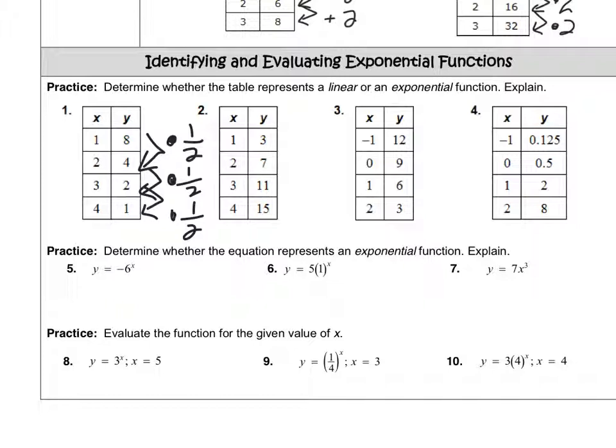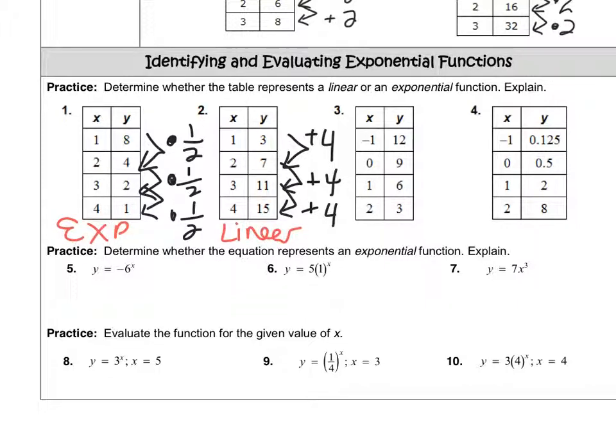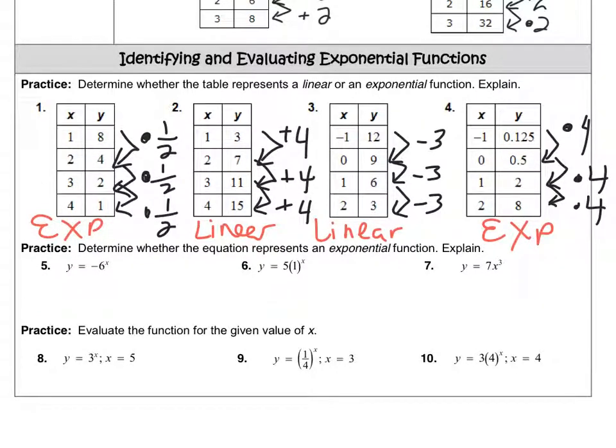Okay, on this next one, we're going from 3 to 7. There's nothing I can really multiply going from 3 to 7, so let's check our adding. From 3 to 7 is plus 4. From 7 to 11 is plus 4. From 11 to 15 is plus 4. So that one is linear. Let's go ahead and write this. This one's exponential. This one's linear. Okay, pause the video, and I want you to figure out number 3 and number 4, and then start the video and check your answers. Okay, so we have one more linear and one more exponential.